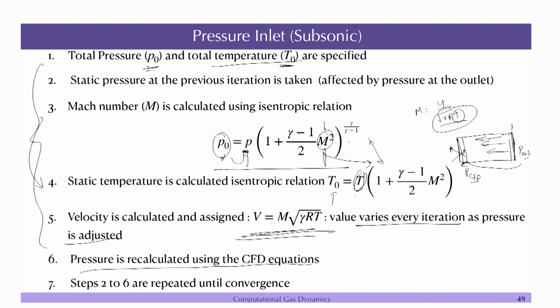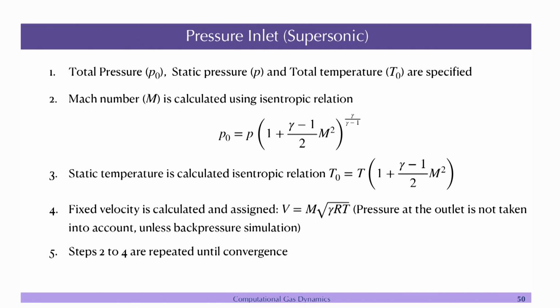Now, if you go to the supersonic flow, where you have to specify everything at the inlet, all 5 variables, every variable has to be specified. So, what we do, we not only specify P naught and T naught, we also specify P. Then you can use this relation directly to calculate your Mach number. You calculate the static temperature from this Mach number and total temperature, and finally, you calculate the velocity.